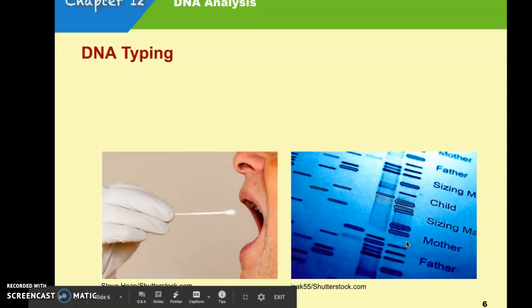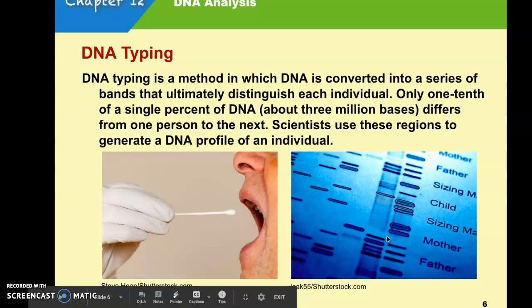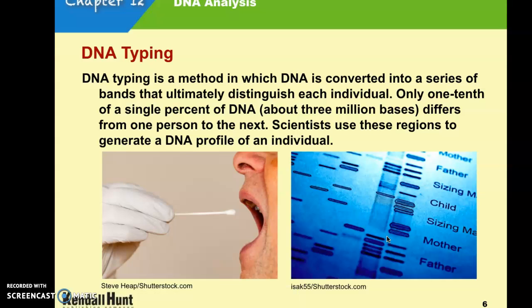So when you're talking about DNA typing, this is a method in which DNA is converted into a series of bands that will distinguish one individual from another. We also call this DNA fingerprinting. Basically what they're doing is cutting pieces of DNA with enzymes at certain points on the DNA molecule, and each individual will have different size molecules after it's cut by the enzyme.